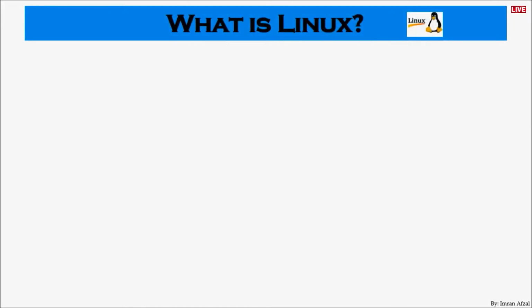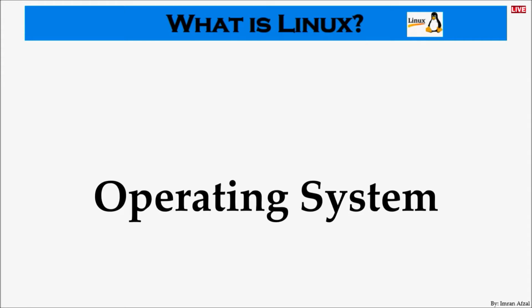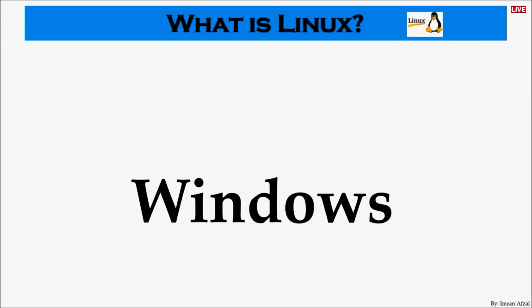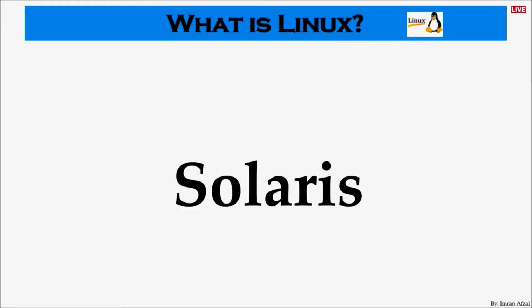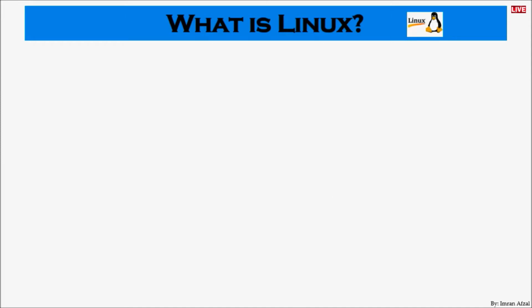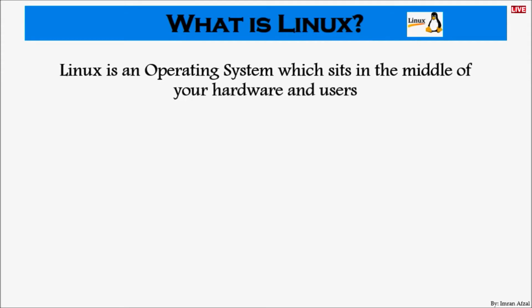What is Linux? Of course, we are going to learn Linux, but we do want to know what exactly Linux is. Linux is an operating system. It's just like any other operating system. For example, Microsoft has Windows, Apple has Mac, and Sun, which is now owned by Oracle, has Solaris running on Sparc hardware. Linux is an operating system which sits in the middle of your hardware and the users.